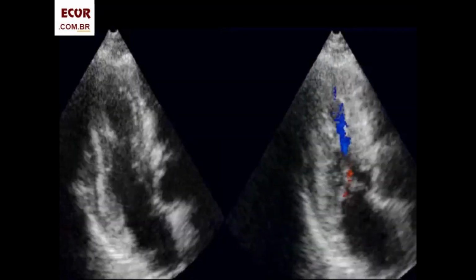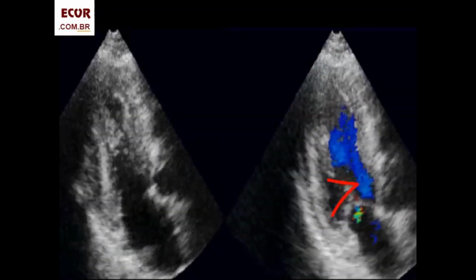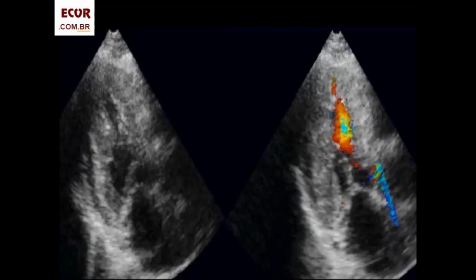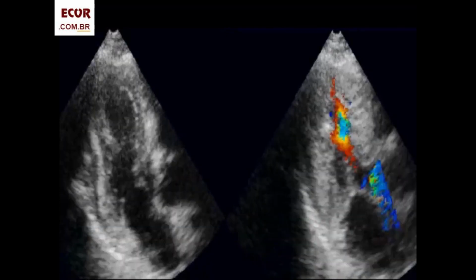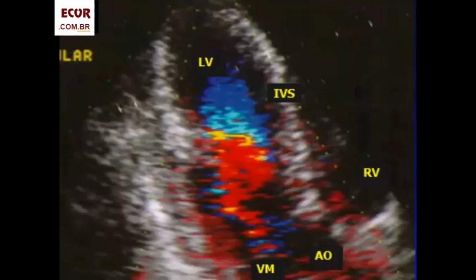In case with obstruction, color Doppler will show turbulence at the LVOT. Notice also the SAM touching the IVS. Some cases of hypertrophic cardiomyopathy will present a gradient at the mid-ventricular level, not at the subaortic region.